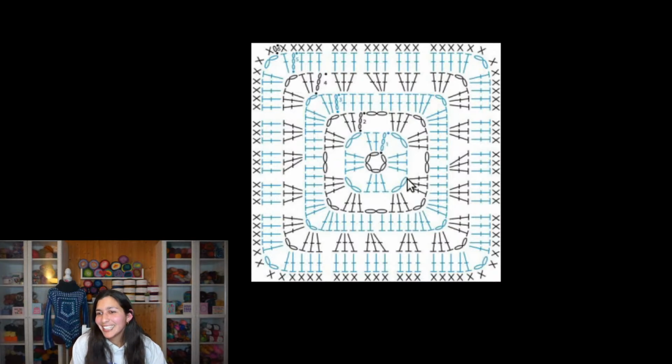Catherine, eye roll. It could be that they are left-handed. You can still use this pattern even if you work it the other way. You can just flip the picture on your computer.